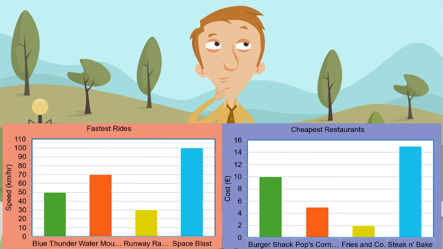Okay. Pause the video and tell me which bar chart do I need to read to find the cheapest restaurant in the park? Is it the red bar chart or is it the blue one? Well, it is of course the blue bar chart. That will tell me where the cheapest restaurant is, and it's Fries & Co. So I'm going to go off there and have a bite to eat.